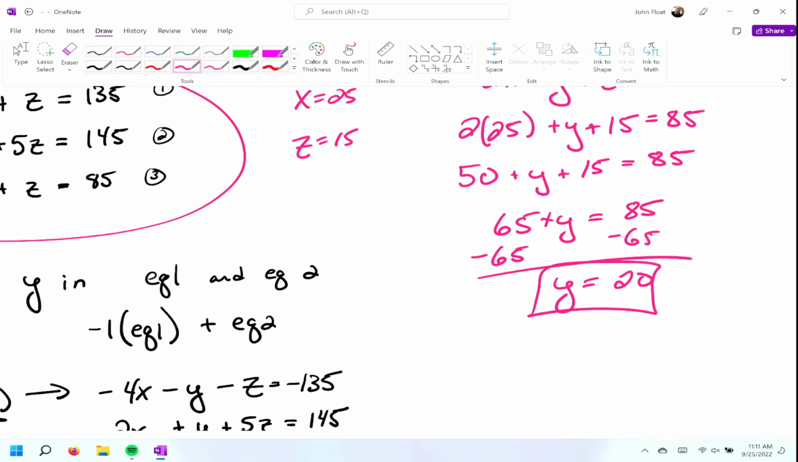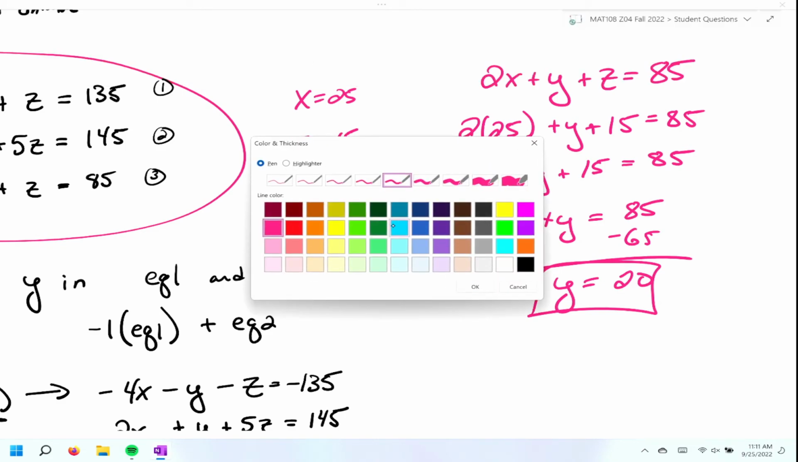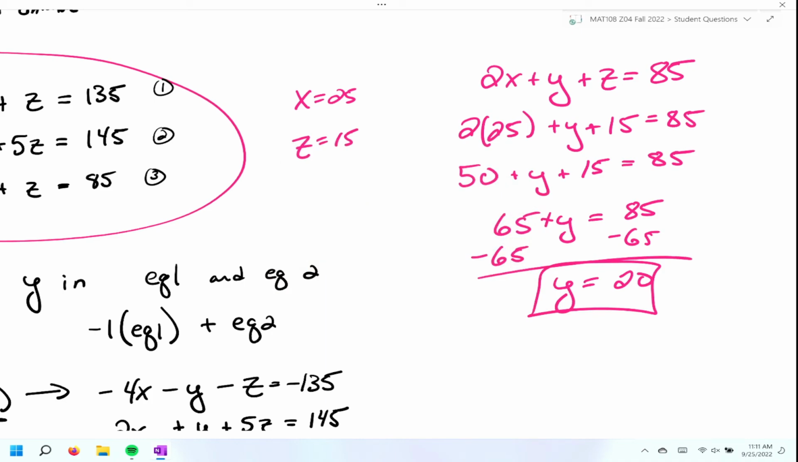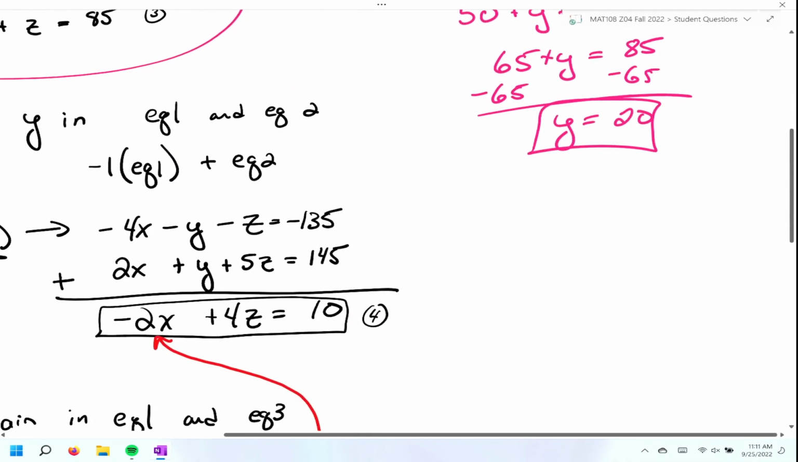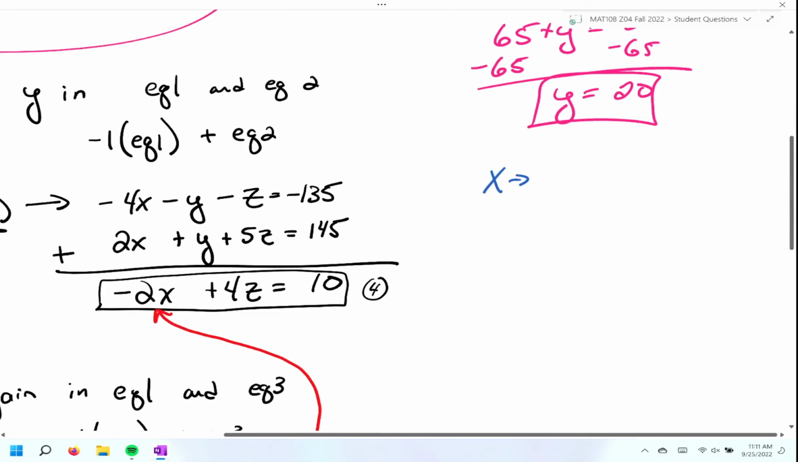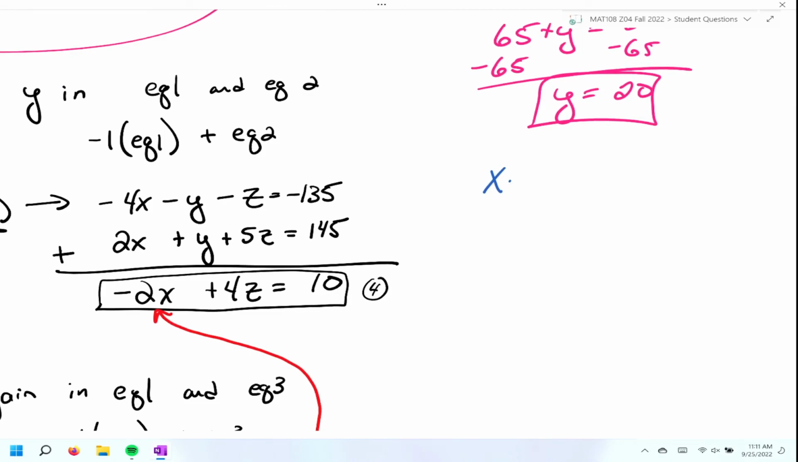Now, all this is good, all right? We got our variables, and we know what they represent. However, we need to write out what they actually represent, all right? So remember, we said x equals t-shirts, right? So x turned out to be 25. So the t-shirts were $25 a piece, okay?